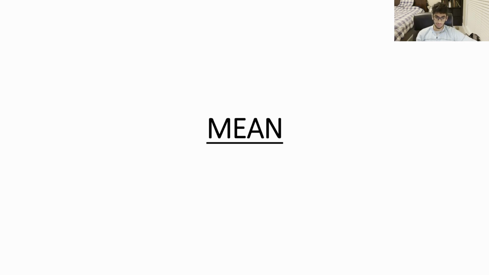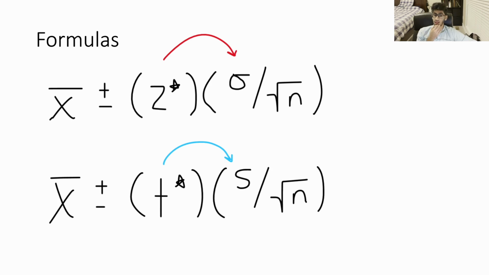Alright, so first up we have mean. The formula for mean is our point estimate, x bar, plus or minus either a z critical score or a t critical score. In order to figure out which one to use, you have to look at your standard deviation. If it's a sample standard deviation, you use a t critical value. If it gives you the population standard deviation, you use a z critical value. So whatever standard deviation you have determines which type of critical value you use. And this is the rest of the formula.